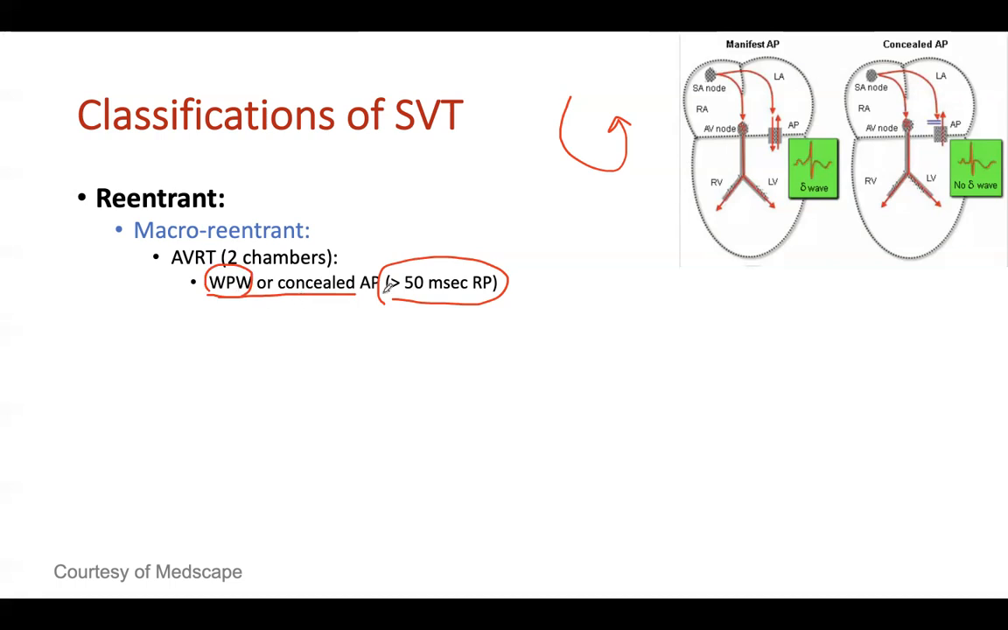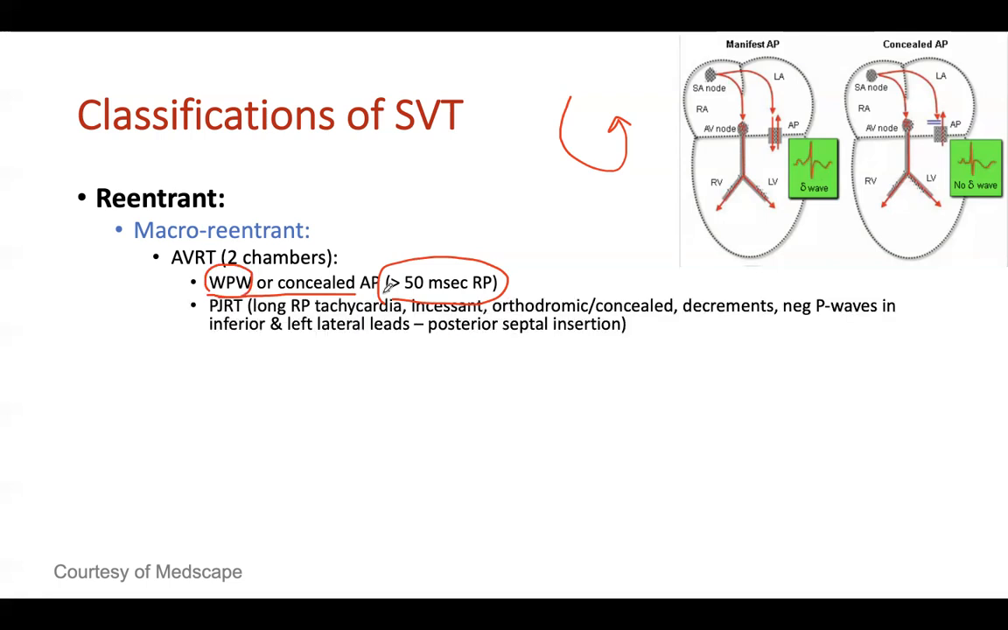If you have a concealed accessory pathway, it's usually just SVT. It's not life-threatening, but it might be bothersome, okay? It is dangerous if it persists for many hours and days, but otherwise it's not acutely life-threatening, okay?